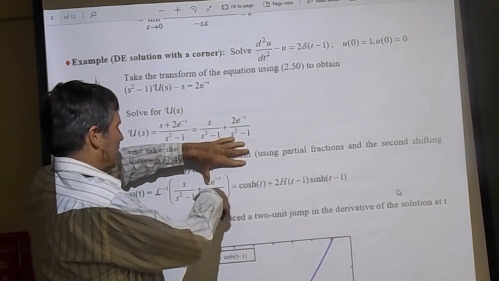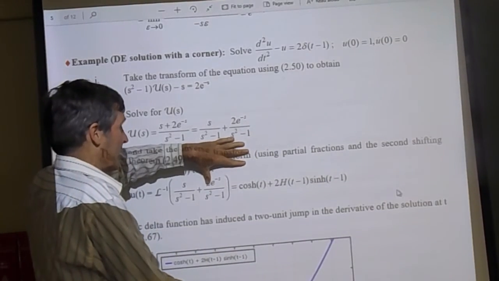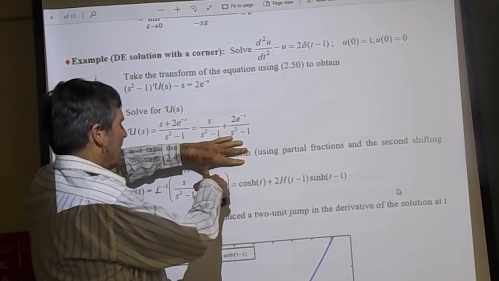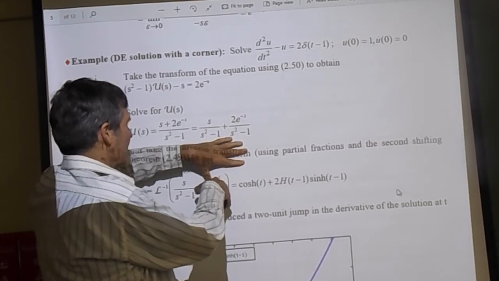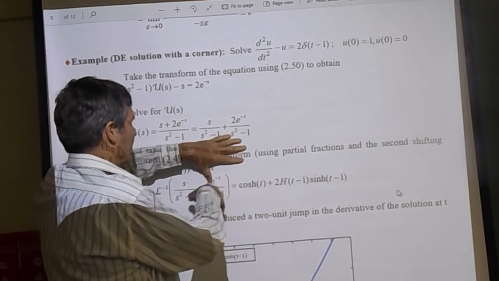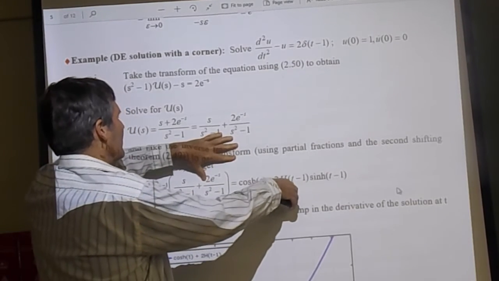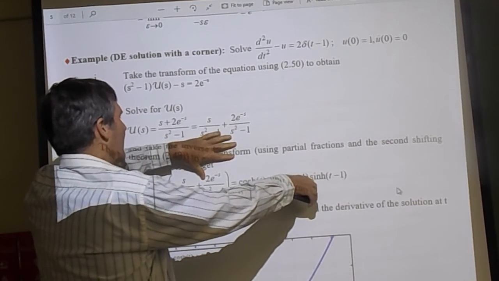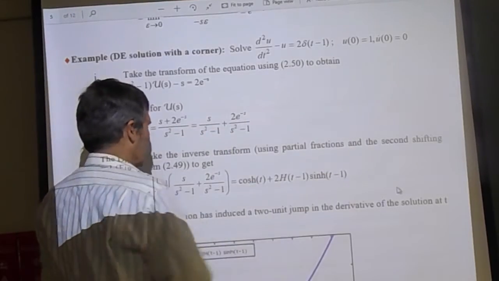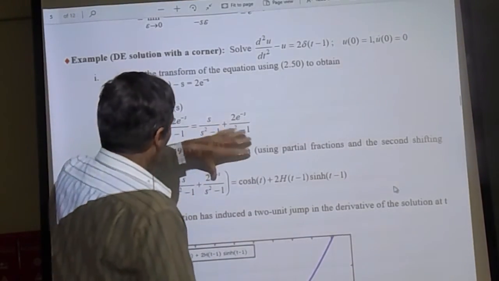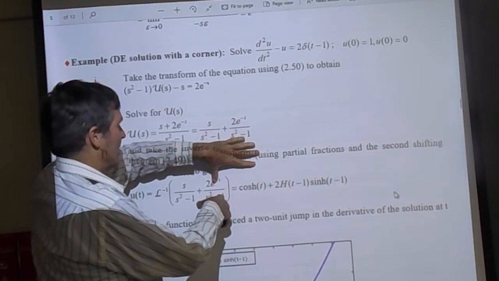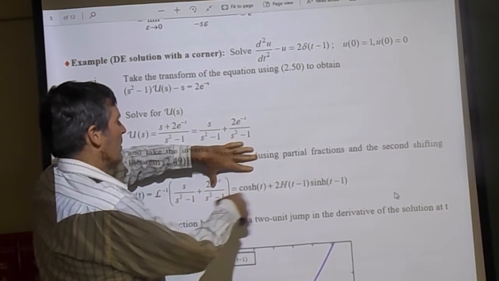What's the inverse transform when I have e to the minus s? Remember the second shifting theorem. E to the minus t0 s times the transform of a function gives the Heaviside function h of t minus t0 times that function evaluated at t minus t0. So if I had just 2 over s squared minus 1, I'd say, oh, that's the transform of 2 sinh.